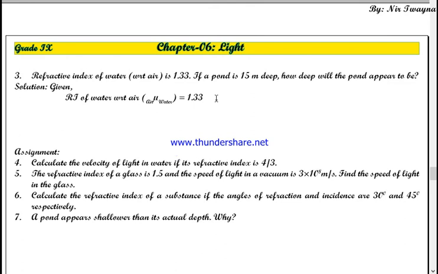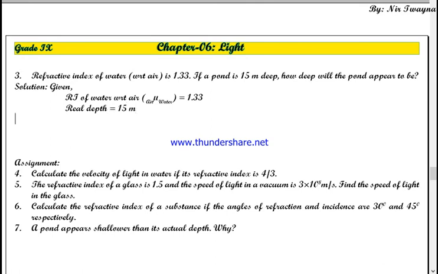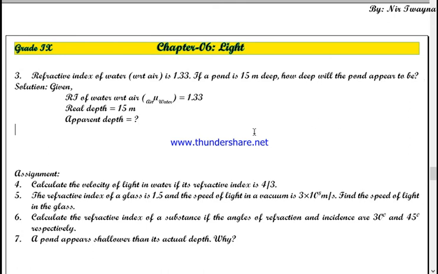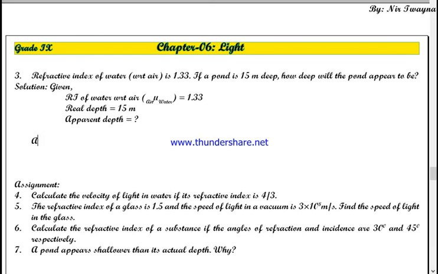What is the next information given by the question? Real depth. Yes, a pond is 15 meter deep, which means real depth of the pond is equal to 15 meter. But does it seem to be 15 meter? Definitely no, it doesn't seem to be 15 meter. We just discussed it. That will be its apparent depth. We don't know it. See, how deep will the pond appear to be? That is what we need to find out.